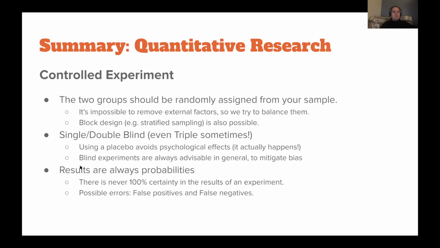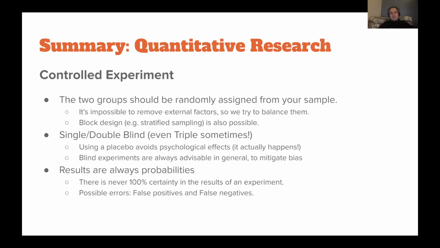And one important thing is that results are always probabilities. There is never 100% certainty in the results of an experiment. Even though you may get a very good result, you can never say this establishes perfectly that there is a causal relationship between my explanatory variable and my response variable.